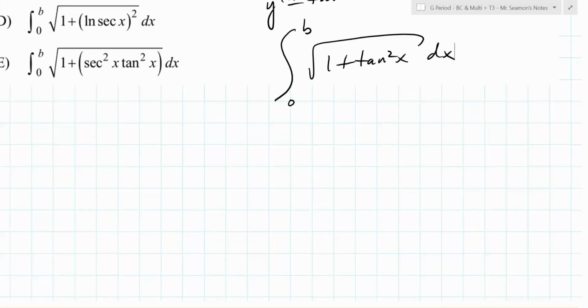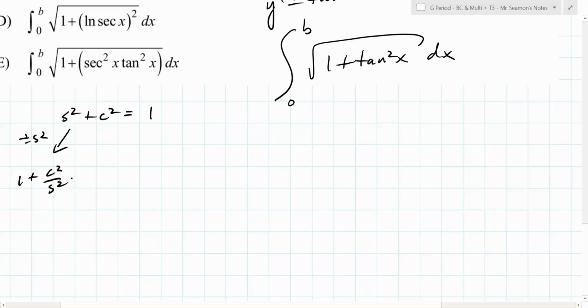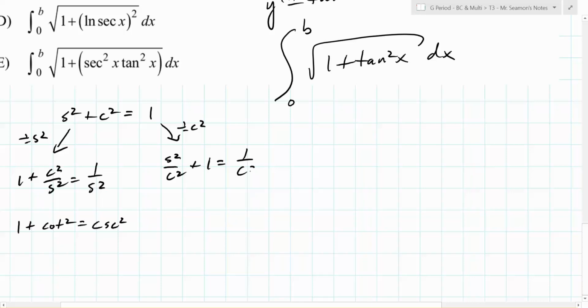Now, how do you remember these? I honestly don't remember the other Pythagorean trig identities. I remember this. Sine squared plus cosine squared is equal to what? 1. Divide by sine squared, and what do you get? 1 plus cosine squared over sine squared is equal to 1 over sine squared. So that's 1 plus cotangent squared is equal to cosecant squared. Divide by cosine squared, and what do you get? Sine squared over cosine squared plus 1 is equal to 1 over cosine squared. So what would that be? Tangent squared plus 1 is equal to secant squared.